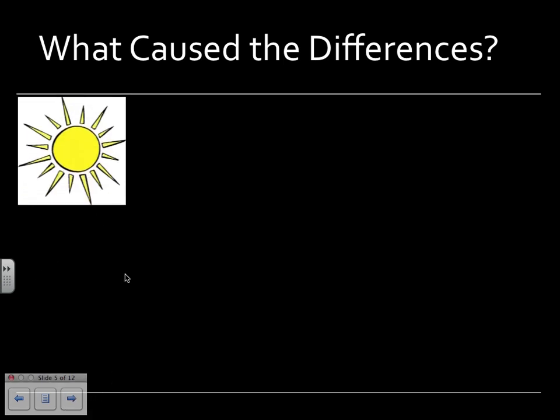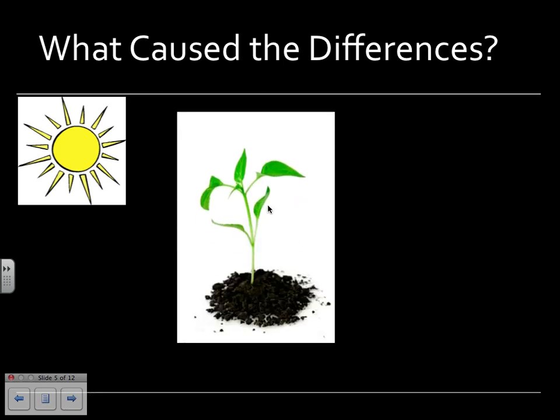The only variable we were manipulating in the experiment was the fact that one bean plant received sunlight and the other didn't. And the plant that received sunlight looks like this plant. Nice, tall, green, broad leaves. So what really is the difference between the two, other than the fact that it's getting sunlight? What is this sunlight doing that's causing this plant to look so different?